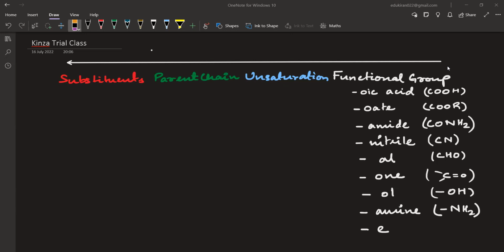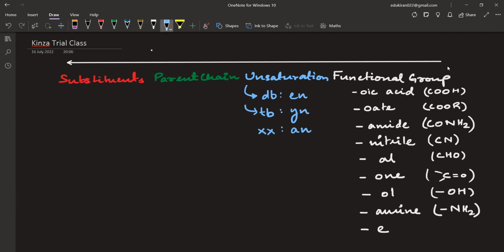Let me know when you are done writing about the functional groups. Okay. Done? Okay. Now, in unsaturation, if you have a double bond, it is represented by "en". If you have a triple bond, it is represented by "yn". If neither a double bond nor a triple bond is present, then it is represented by "an".